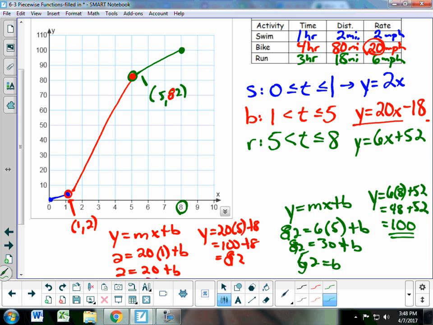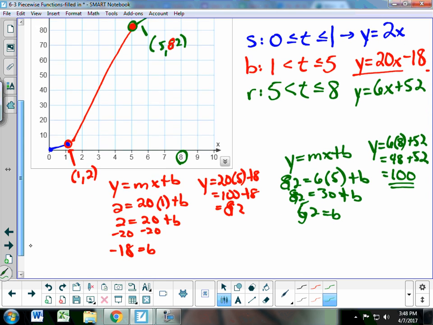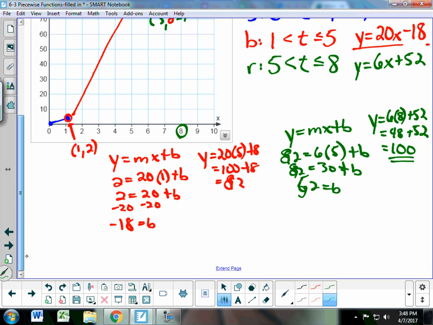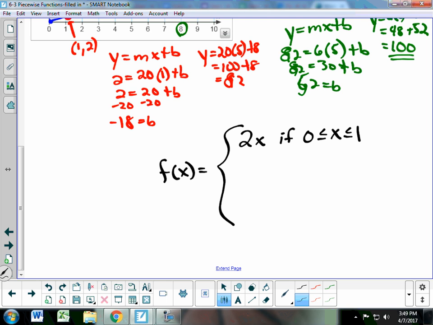And there you go. Now to technically write the piecewise function, I'm going to use those 3 equations that I wrote there. I'm going to scroll down a little here. We'll call this function f of x is equal to, and then we make this big fancy bracket. The first equation was 2x, and this is only true if 0 is less than or equal to x, which is less than or equal to 1.